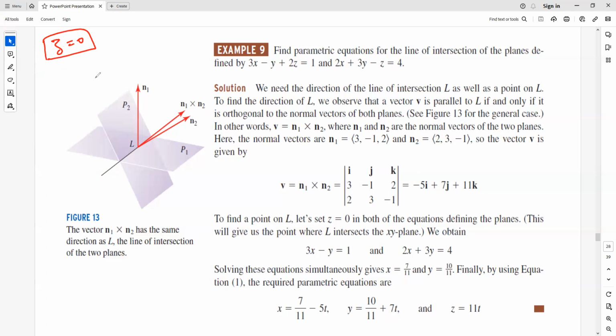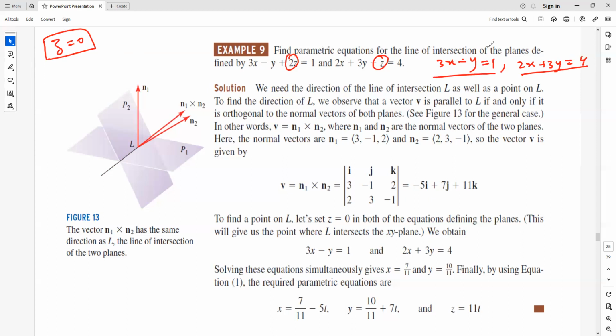If the line is passing through the xy plane, the z coordinate will be 0 there, right? So now if we put z equals 0, this component will be 0, this will be 0. We will have an equation like this: 3x minus y equals 1, and for the second plane we will have this equals 4.